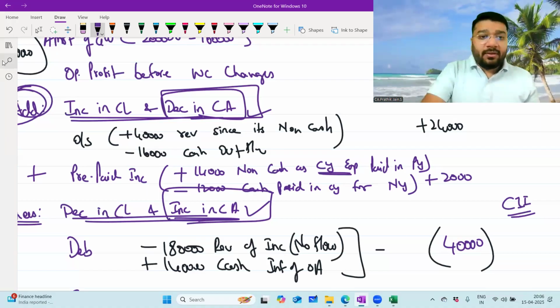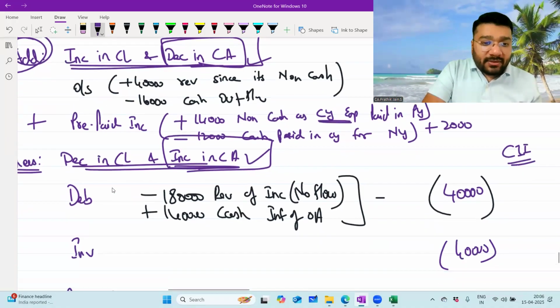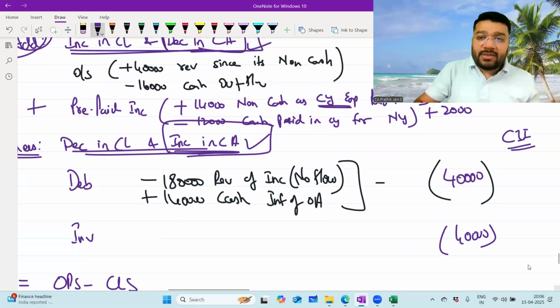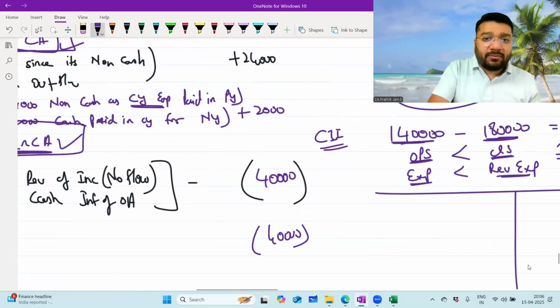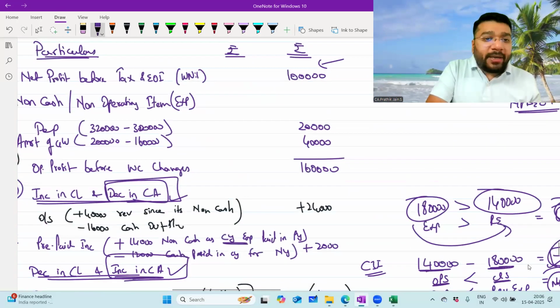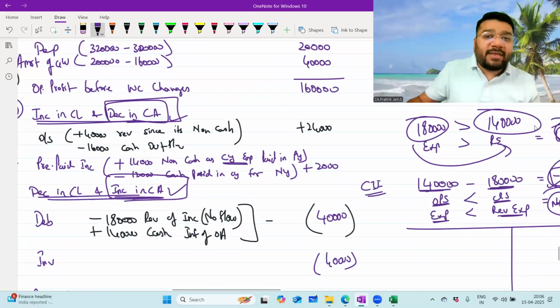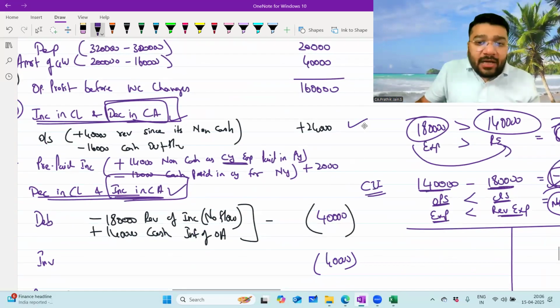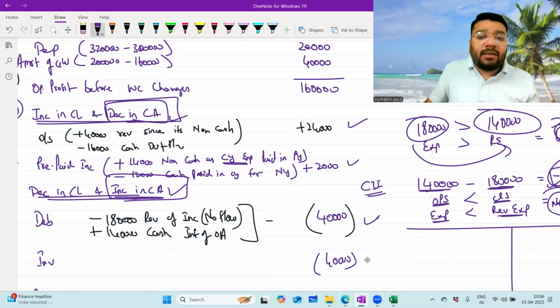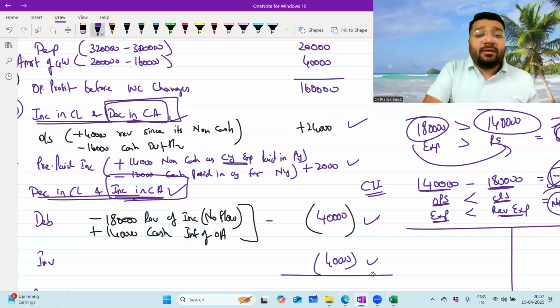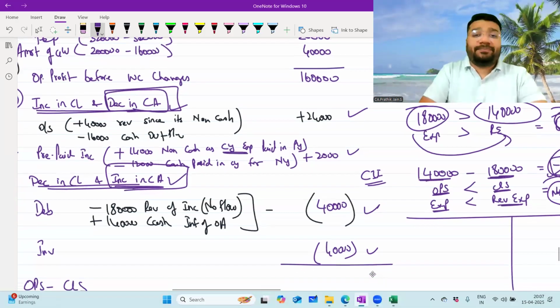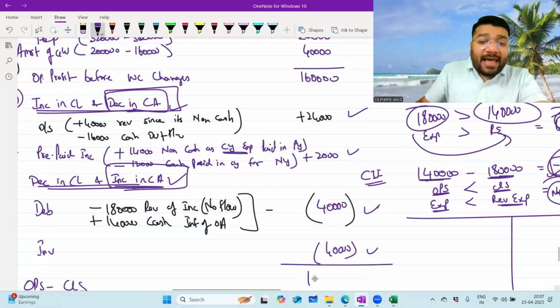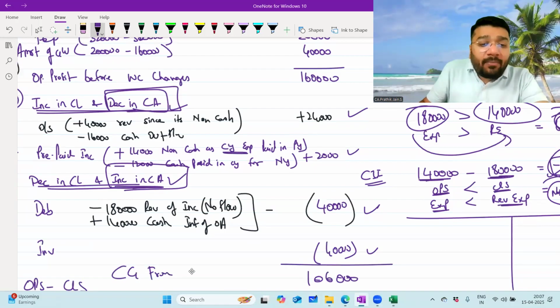Now, coming back, how much was this inventory? 40,000 subtracted. Let's continue with this question. If you look at the operating profit before working capital changes, it was 160. So if you add 24,000 plus 2,000 minus 40,000 minus 40,000, what is your cash generated from operations? 1 lakh 6,000 is cash generated from operations.